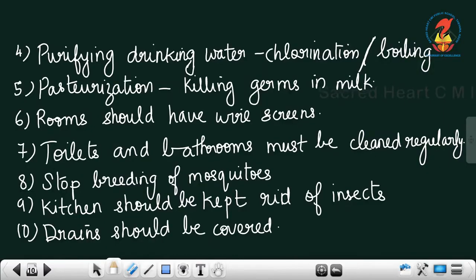The next method is pasteurization. Have you heard about this word, pasteurization?